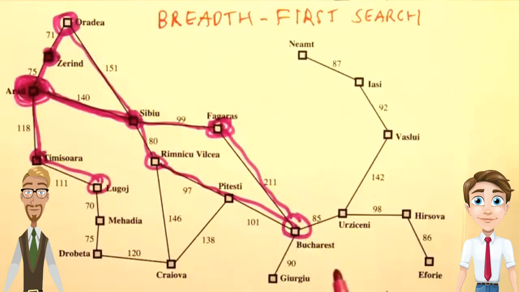The path from Arad to Cebu to Făgăraș to Bucharest is the shortest in terms of the number of hops. But if we count the weight associated with each road, the path from Arad to Cebu to RV to Pitești and to Bucharest is the shortest.